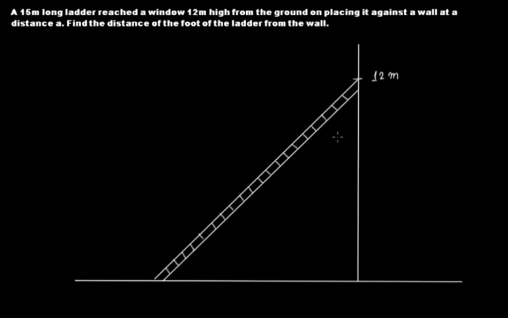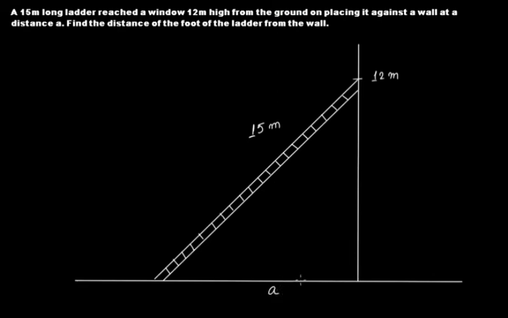So the length of this ladder, as given here, is 15 meter, and this ladder is reaching the window situated here at a height of 12 meter, and this distance from the wall is actually what? a. Find the distance of the foot of the ladder from the wall, that is, you have to find out this distance a.